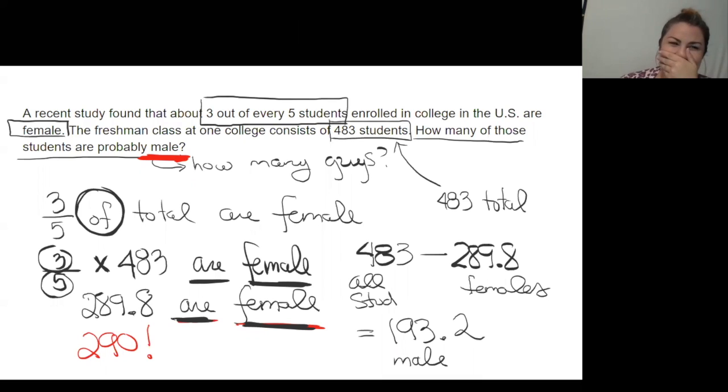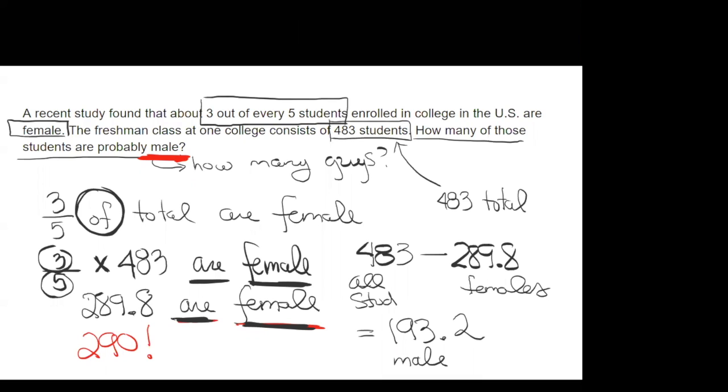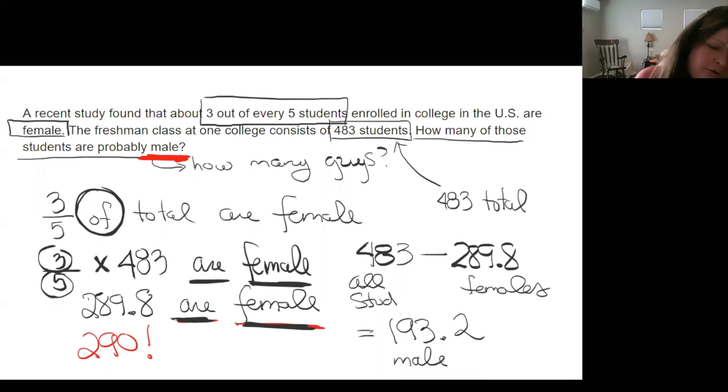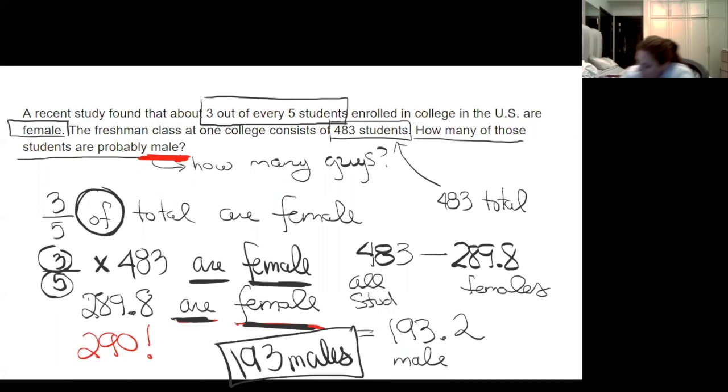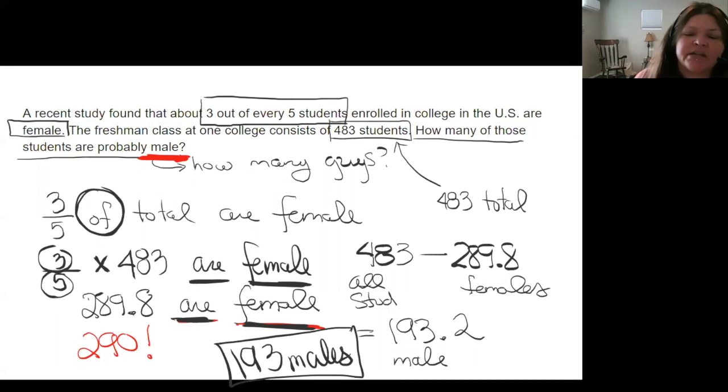Yeah, you're not a mathematician if you chop up people, you're a psychopath. Okay, so help me here. I'm not gonna have 193.2 male students. How many male students am I probably gonna have? 193. Thank you, let's round that. Yeah, some things we can chop up. Pounds of potatoes, you're allowed to chop up potatoes, but please don't chop up people, you're a psychopath.